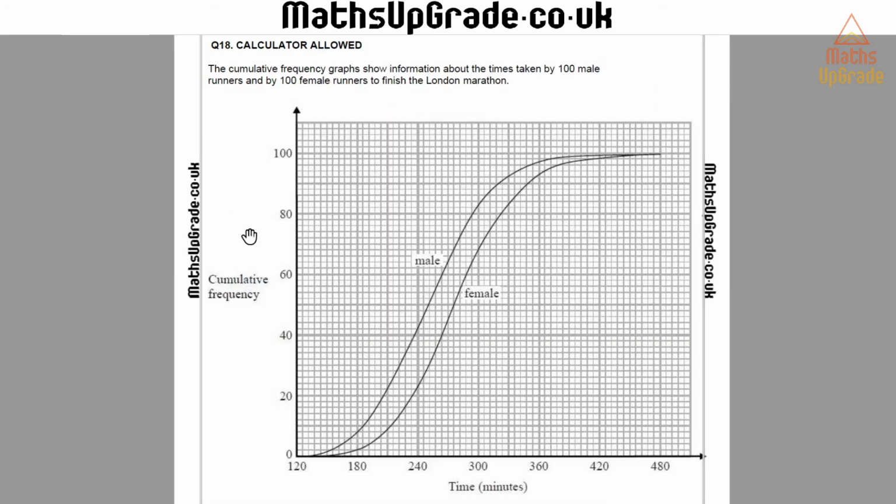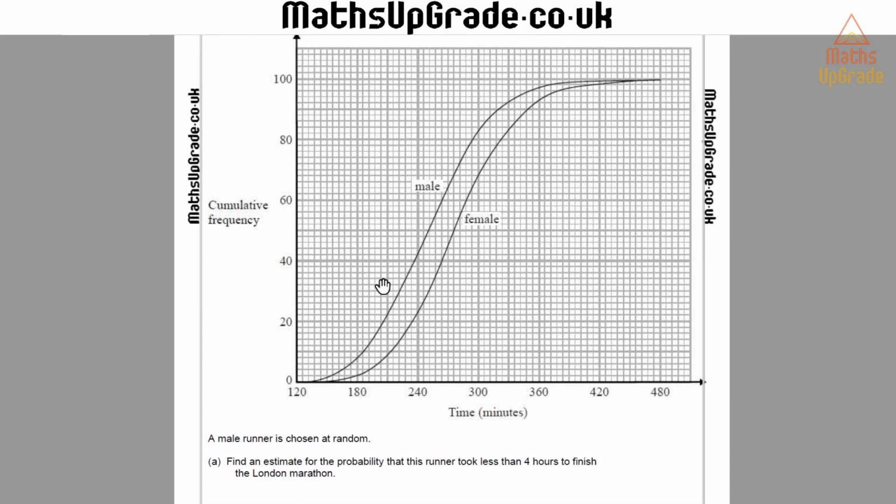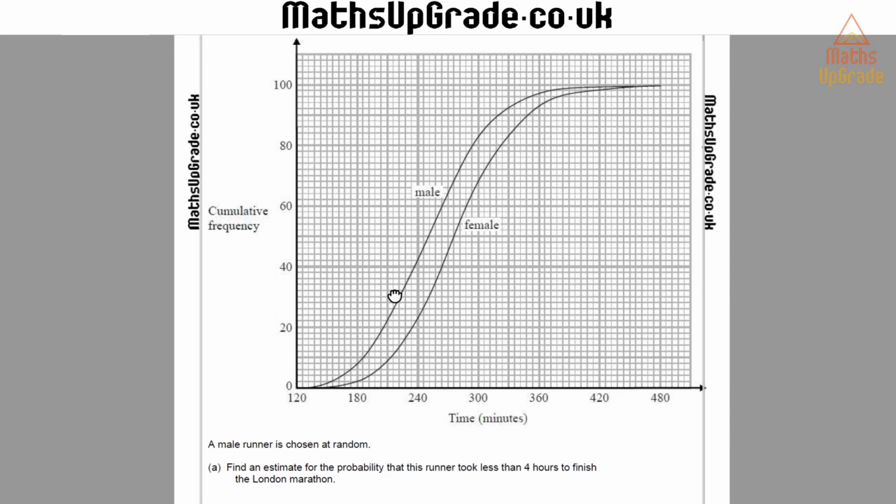In question 18, the cumulative frequency graphs show information about the times taken by 100 male runners and 100 female runners to finish the London Marathon. I'm told that a male runner is chosen at random. I need to find an estimate for the probability that the runner took less than 4 hours to finish the London Marathon. So we're talking about male runners here.